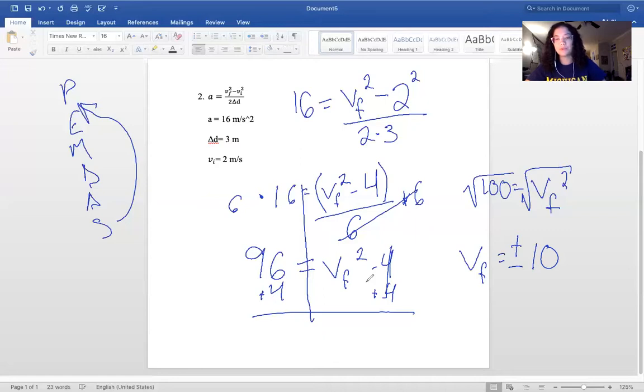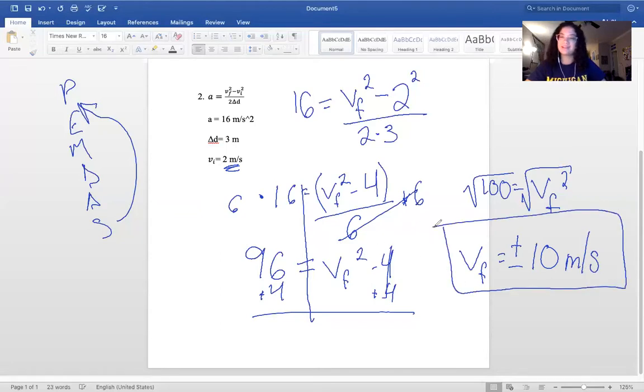If you had to guess, what do you think the unit should be for VF? V is velocity, F is final. Let's look right here. Oh, our initial velocity is in meters per second, so our final should also probably be meters per second. And we are all done. Look at that. That wasn't so bad, was it?